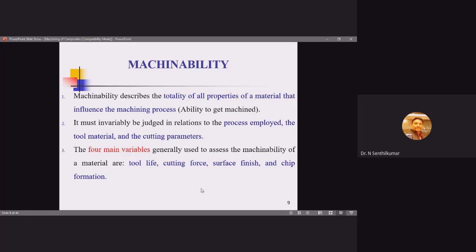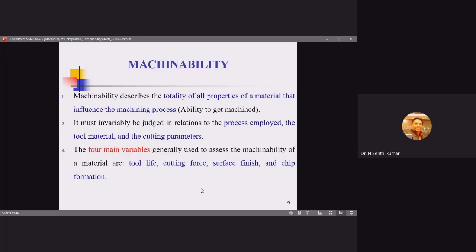Later on, we are going to incorporate the surface deformations, the surface irregularities, then chip formations, then cutting forces, then strain hardening coefficients; everything we are going to study. Similarly, the importance of the machining of composites is that we are going to assess the machinability by considering tool life. Cutting forces are very, very essential.